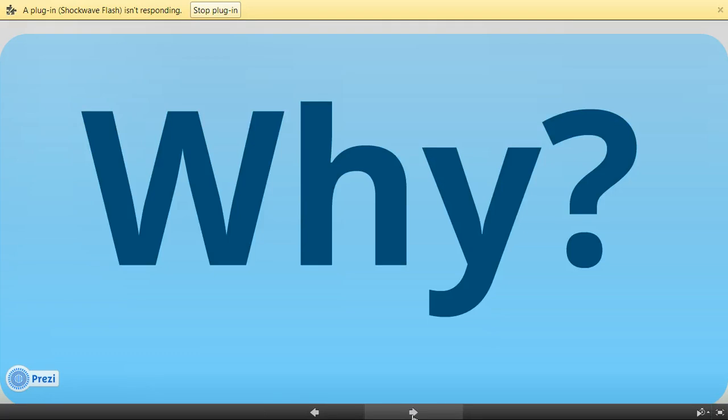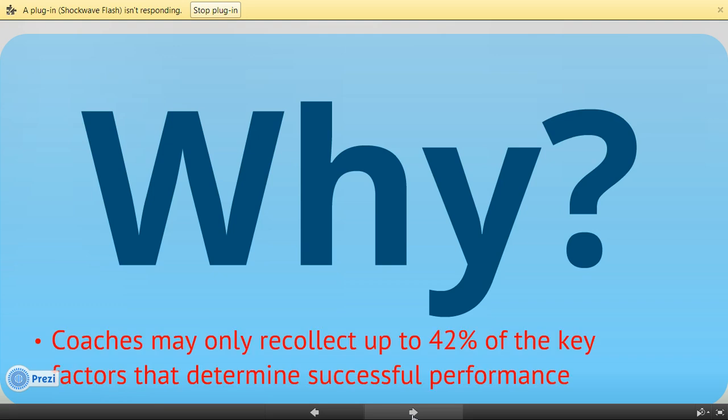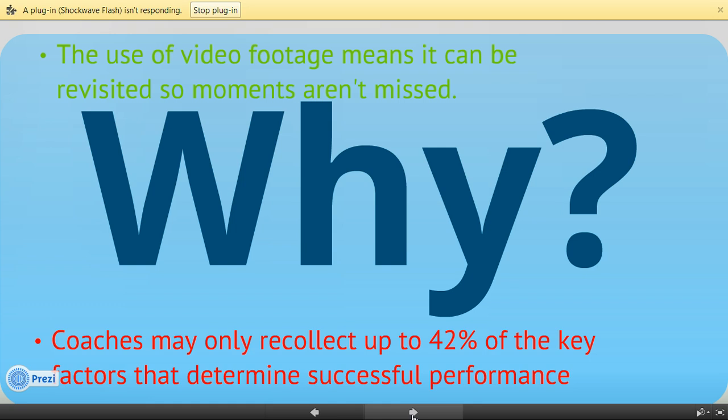Well, notational analysis and the use of video is seen as the best way to analyse sport and give feedback. Research by Frank supports this, as he found that only 42% of key factors that determine successful performance may be recollected by coaches. So this type of performance analysis means you can take note of chosen performance indicators and revisit the event to make sure no events are missed.